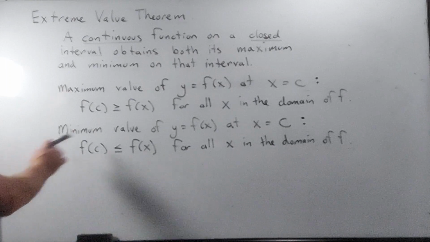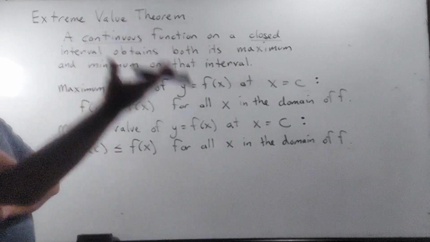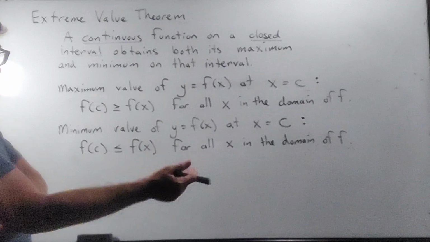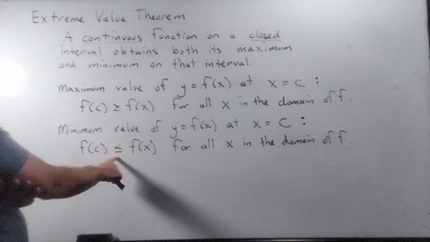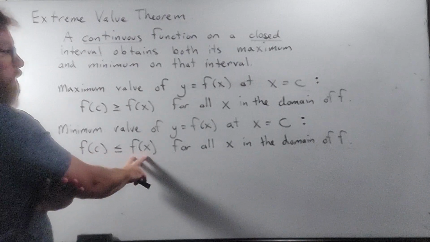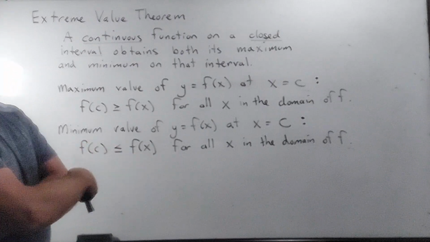Now, a minimum value would say that this function has its smallest value at the c value. So that means the evaluation of f at c is going to be less than or equal to the evaluation of f at any other x value.